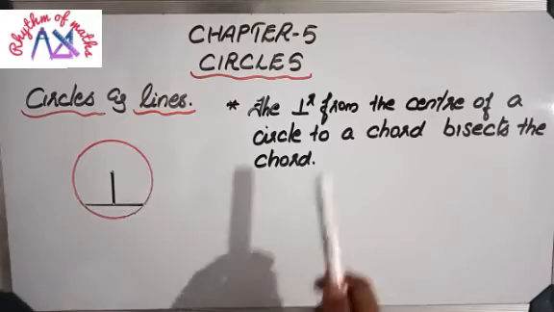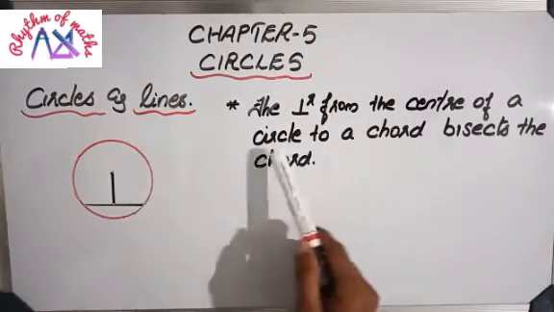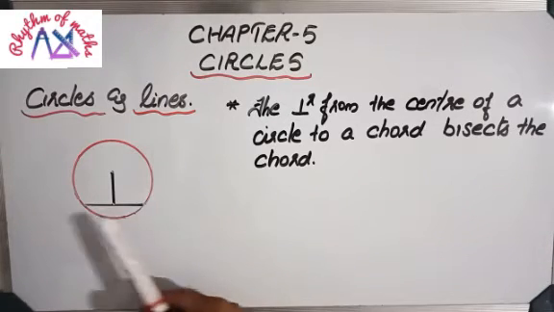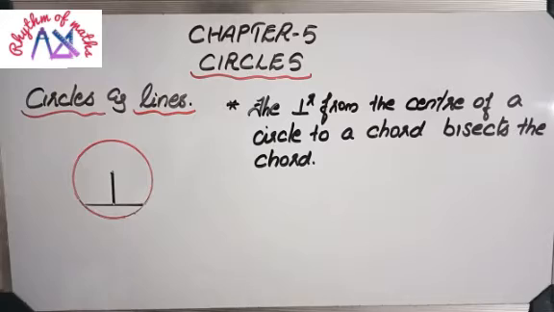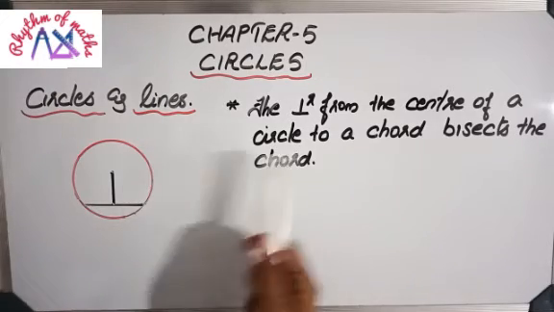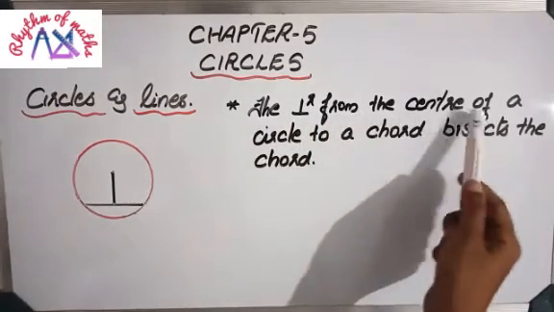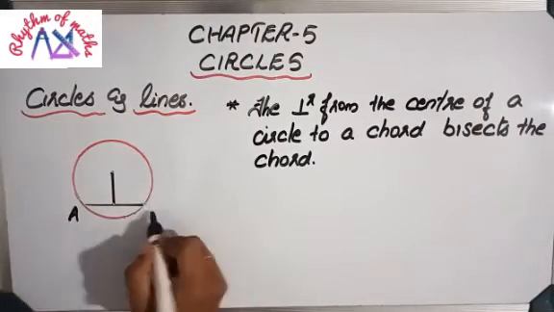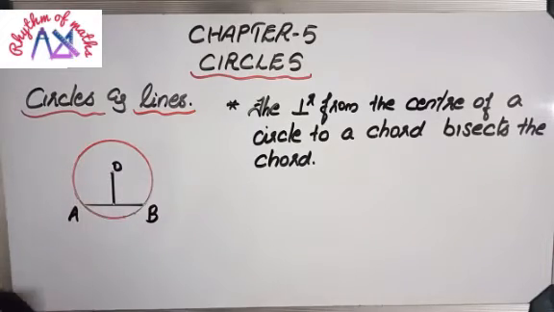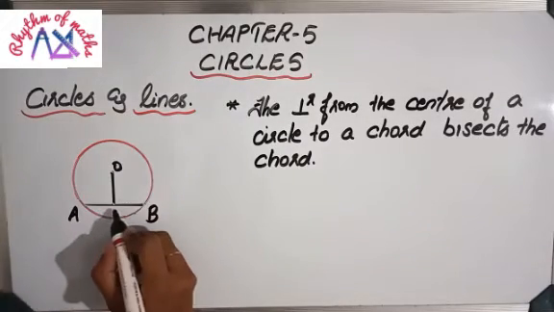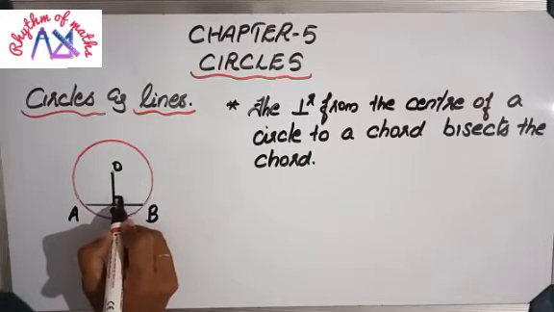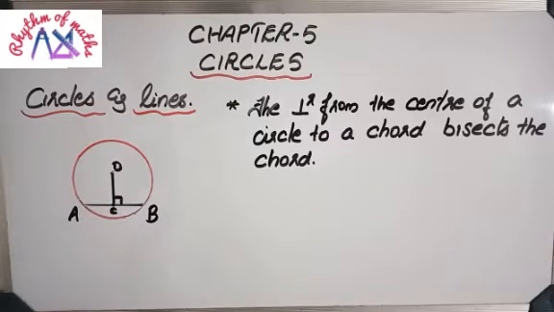Now our second concept is: the perpendicular from the center of a circle to a chord bisects the chord. That means for all chords we can draw the perpendicular. Here this line AB is the chord, AB is the chord and this point is the center of the circle. And this point is C. This OC is a perpendicular line, that means a 90 degree line.